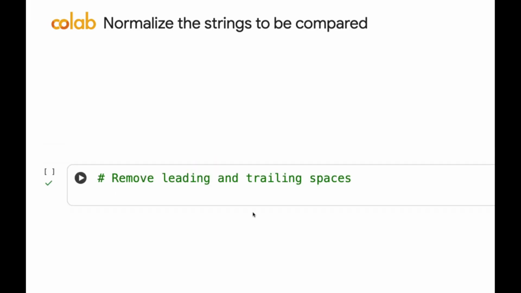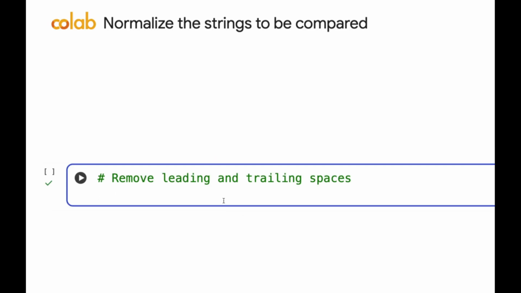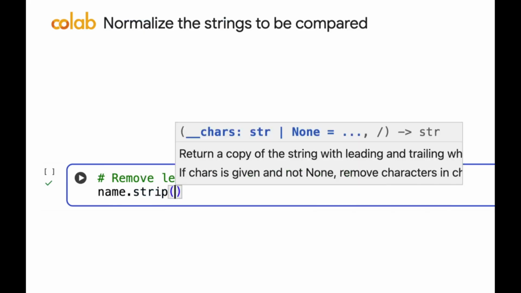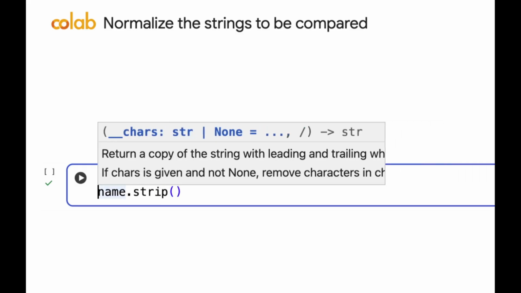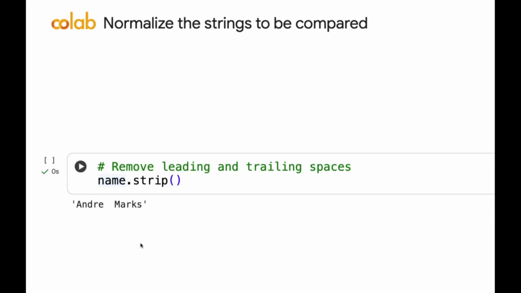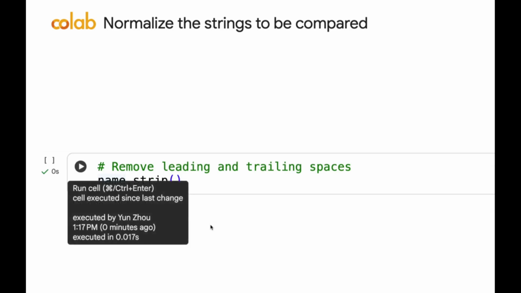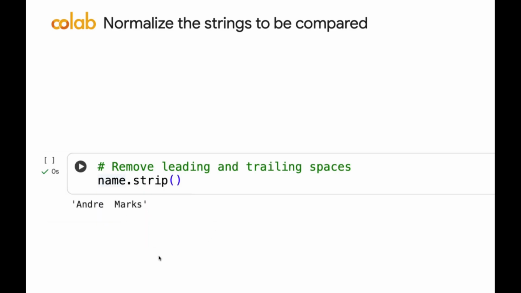Next, there's the extra white spaces. So what do we do about the extra white spaces? Again, we need to do something about the name, right? So this time what we can do is name.strip. Name.strip is nothing but removing any leading and trailing white spaces. So let's run it. As we can see, the leading and trailing white spaces, those spaces in the beginning and the end, they are removed, right?